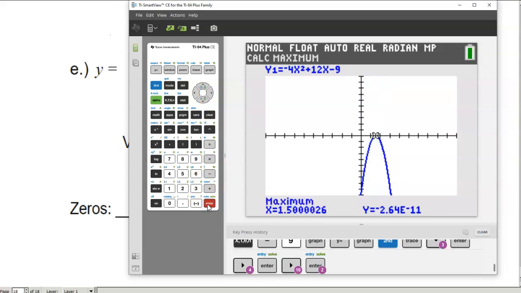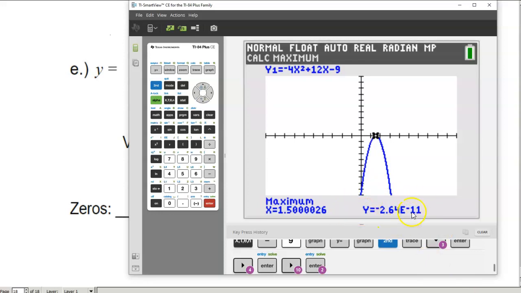And you can see here that the maximum or the vertex is at 1.5, comma, and then I have negative 2.6 e to the negative 11. What that means is that's scientific notation that this calculator is using, and that's negative 2.6 times 10 to the negative 11th. And so it's a really, really small number. In other words, it's like negative 0.00000, like 10 or 11 zeros there, 264. So this right here basically means y equals 0.